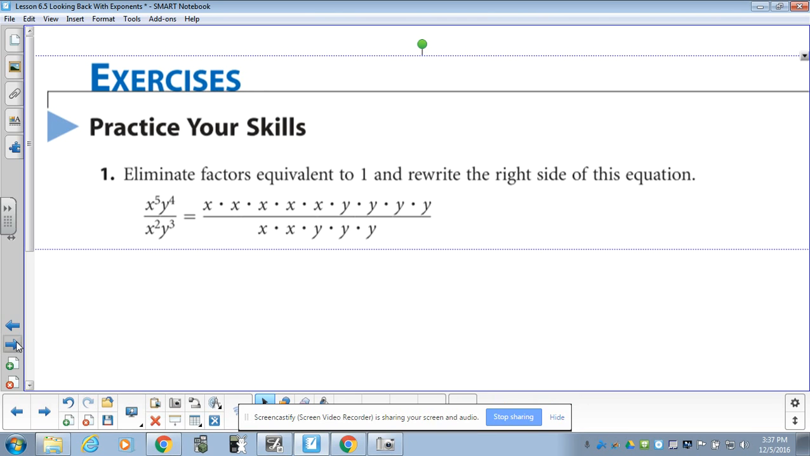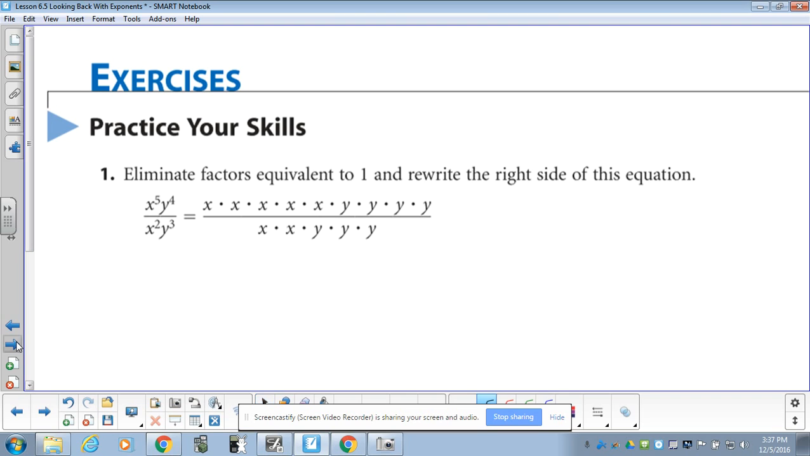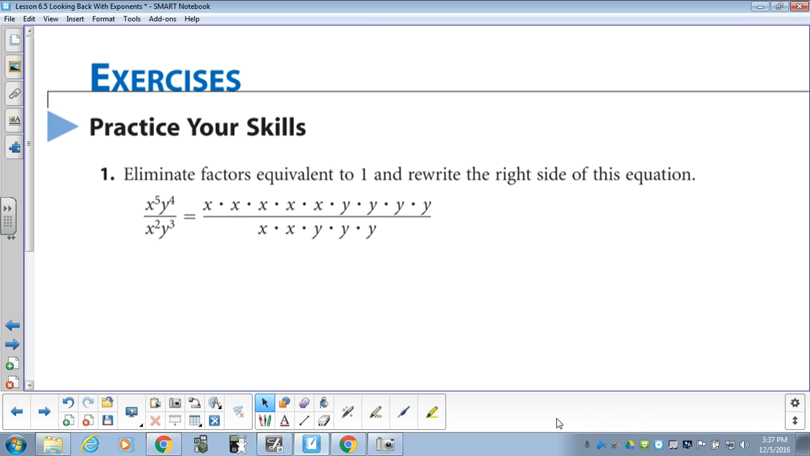Let's look at number 1. Number 1 says eliminate factors equivalent to 1. What that means is that they're the same in the top and the bottom, equivalent to 1. So let's take a moment to look at those and see what we see. We want to see which ones are equivalent.